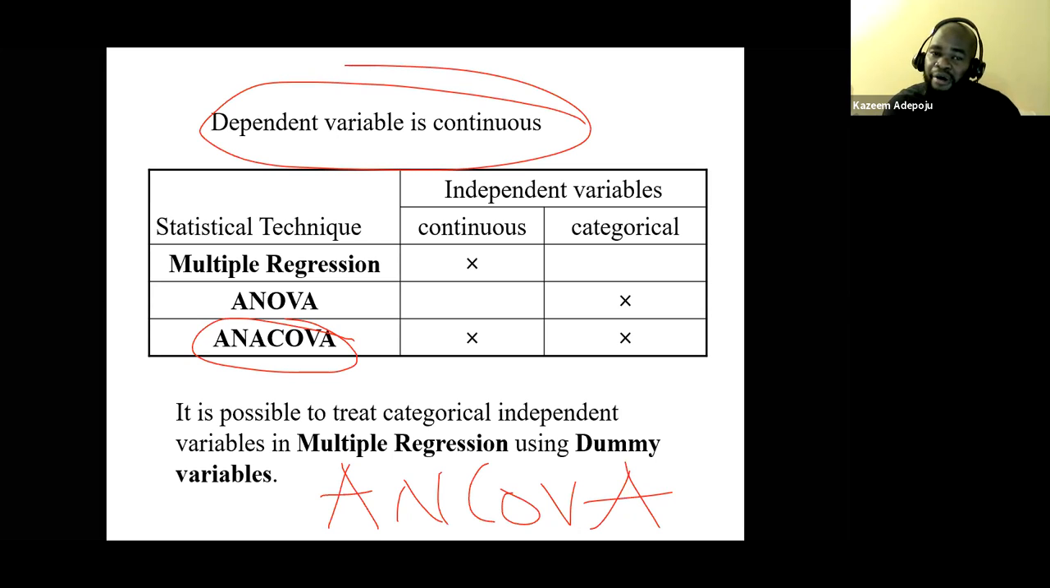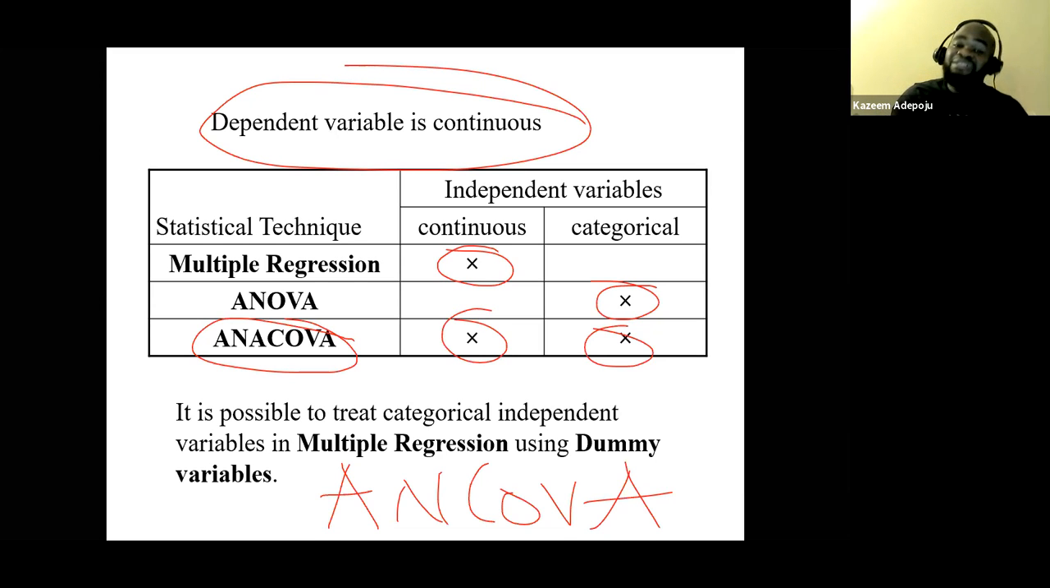But what distinguishes analysis of variance from the analysis of covariance from the multiple regression analysis is the independent variable that I call predictor variable. In multiple regression, the independent variable must be continuous. In the analysis of variance, the independent variable must be categorical. In the analysis of covariance, the independent variable has to be the combination of both the categorical variable and the continuous variable. Can you see that now?